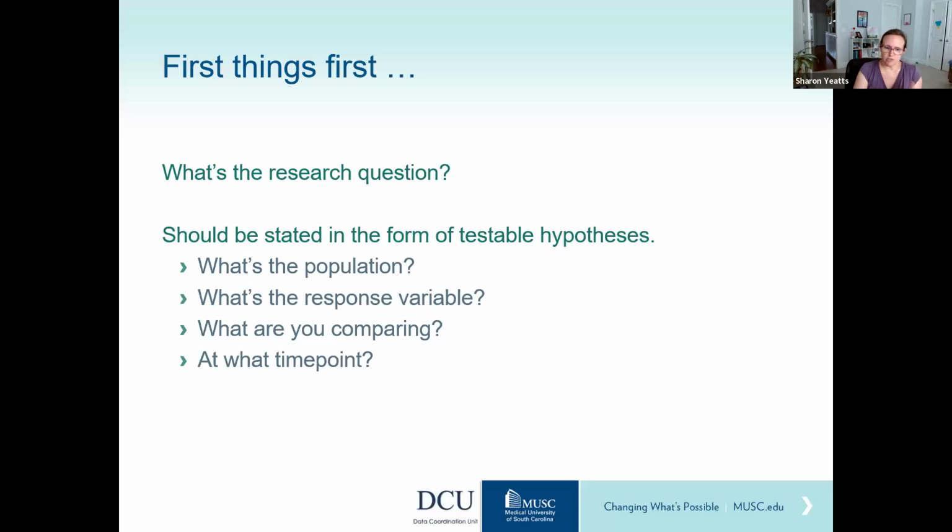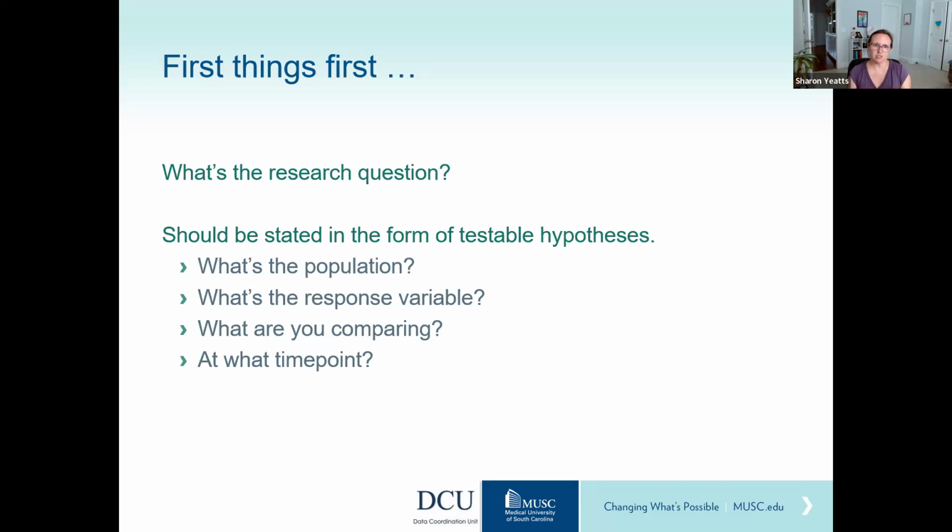So first things first, when you are thinking through your research question, this is when I encourage you to go ahead and meet with the statistician. I want to encourage you to think about it in such a way that when you're having this conversation, you can state it in the form of a testable hypothesis. In an elevator pitch, talking to another clinician, you might be able to say in one sentence what it is that you're trying to do.